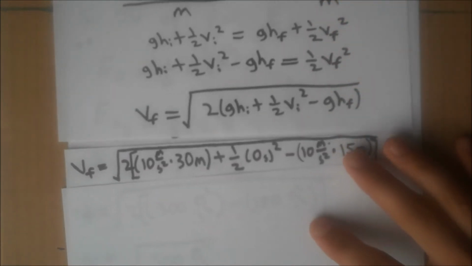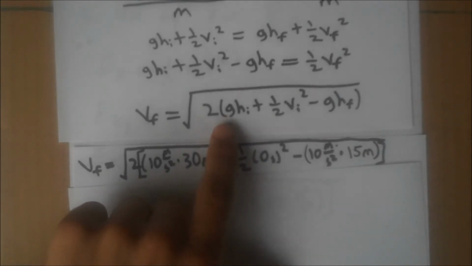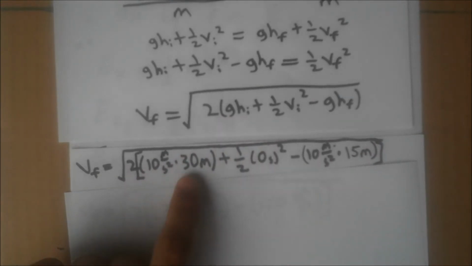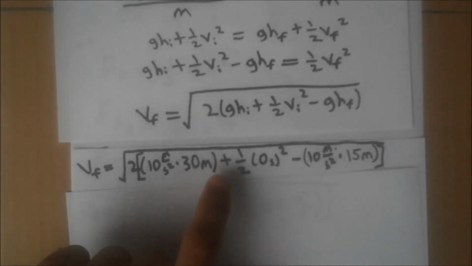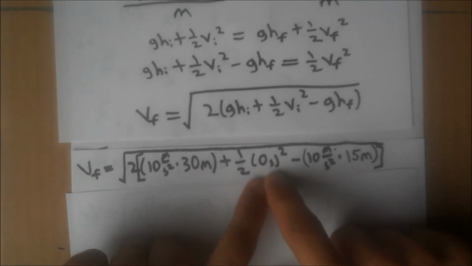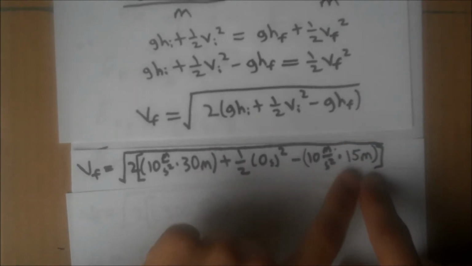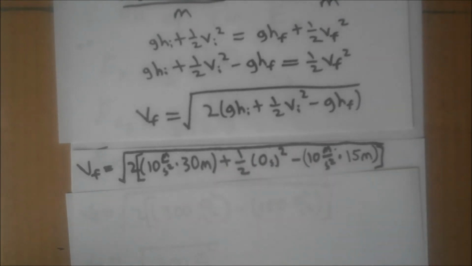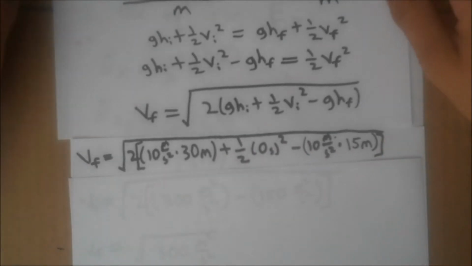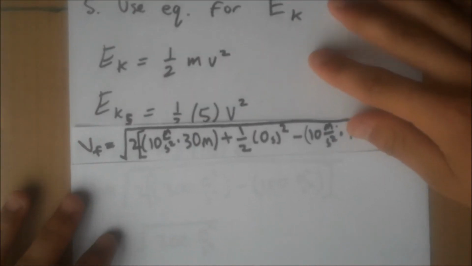Simplifying further, we get v final equals the square root of 2 times, and now substituting in, g is 10, initial height 30, as the problem states, plus 1/2 v initial, which is 0, it starts from rest, he just releases it from his grip, minus g h final. The final height would be 15 meters. g is 10 for this problem. Now, let's go ahead and simplify that expression a little bit.